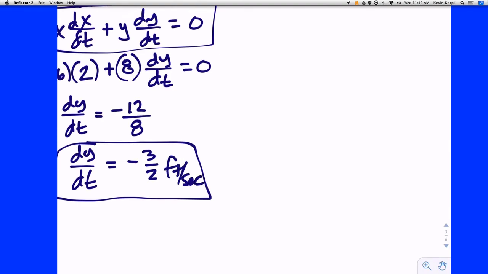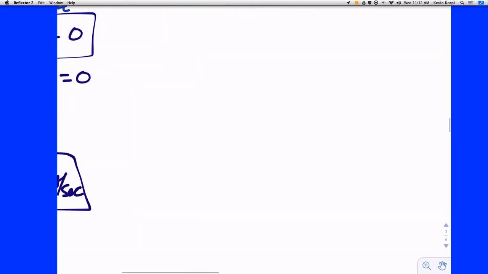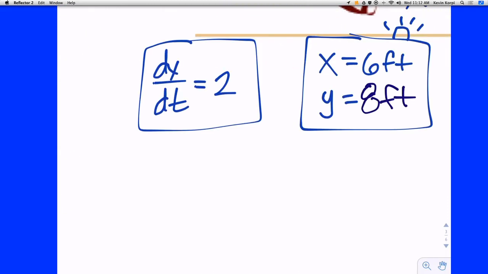Now it's a negative number. Is that reasonable? Yeah, because y is the distance above the ground, and since the ladder is sliding down the wall, the distance y is getting smaller by 1.5 feet per second at that moment. Now dx/dt was given to us, so we have to assume that dx/dt is a constant rate. We're assuming that this is a constant rate because it didn't say otherwise.